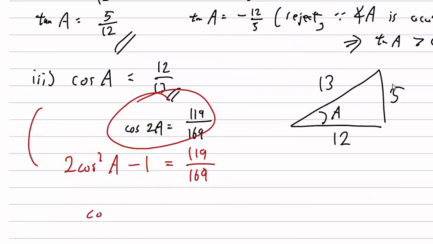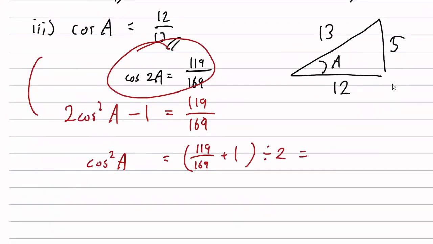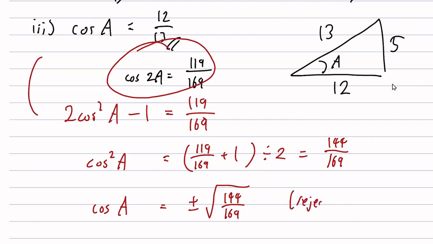Then from there, you can make cos square A the subject: plus 1 divided by 2. So you end up with something, what is it? 119 over 169 plus 1 divided by 2 is 144 over 169. And then finally, if you want to solve for cosine A, you take a square root, plus minus. But you have to reject which one? Reject negative. Why?